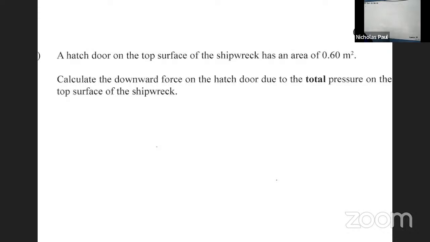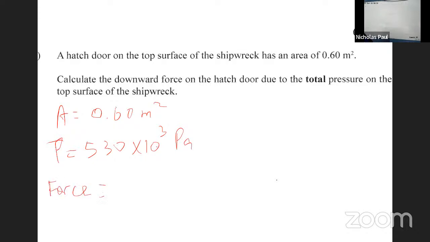So again, writing the area here, 0.60, and they give you the total pressure, which is 530 by 10 to the 3. Are you okay with that? And they want you to find force. So what's the formula we're going to use here to find force? Right? Pressure is equal to force over area. Are you okay with that? So to perform these calculations, see how important the formulas are, right? Pressure is equal to force over area. Force is pressure by area.